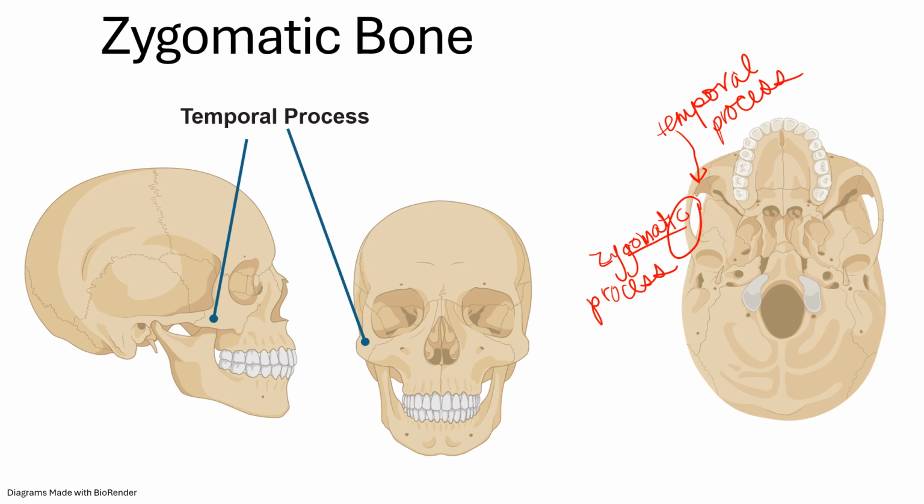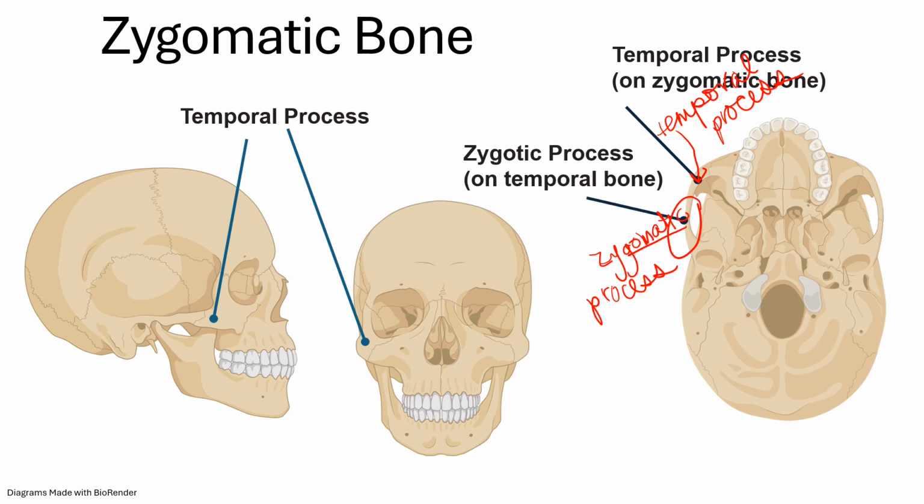Let's see how we could just see the temporal process on the zygomatic bone jutting out to the back of the skull. We can also see the zygomatic process, which is on the temporal bone and juts forward. These processes are not named for the bone that they are on. They're named for the bone that they articulate with. The temporal process is on the zygomatic bone, and it fits with the temporal bone. Zygomatic process, temporal process.